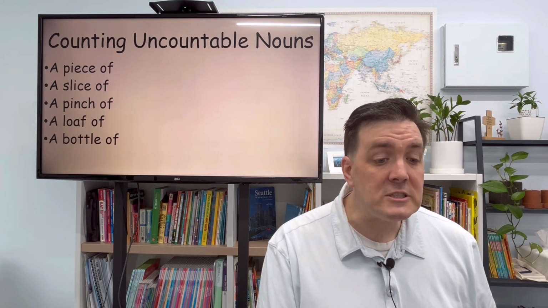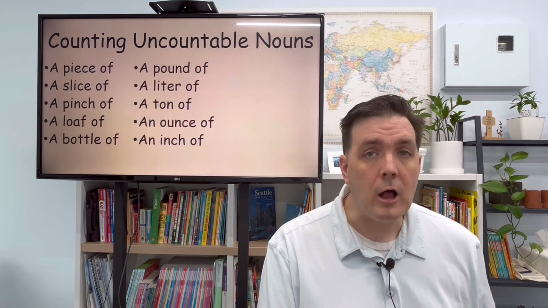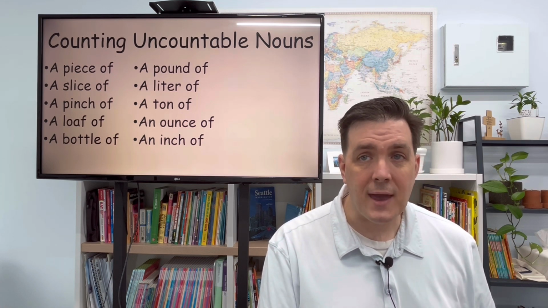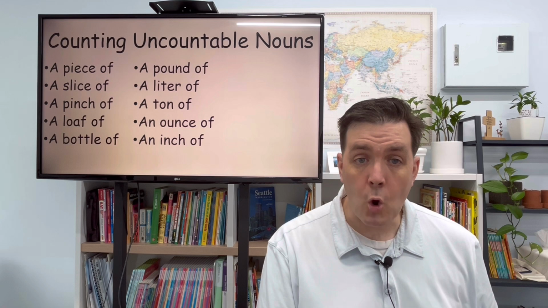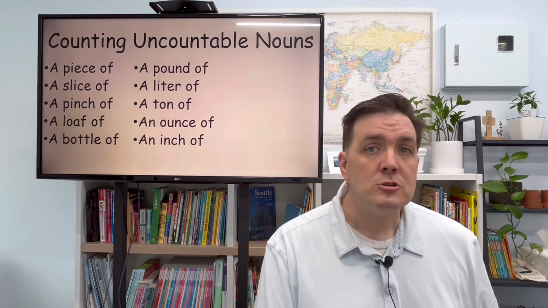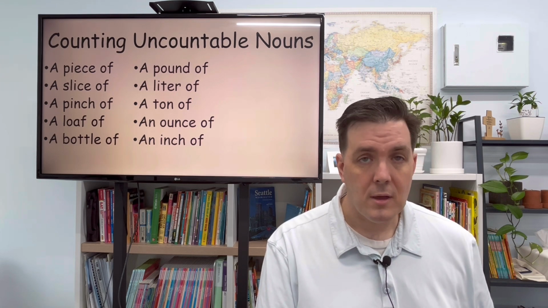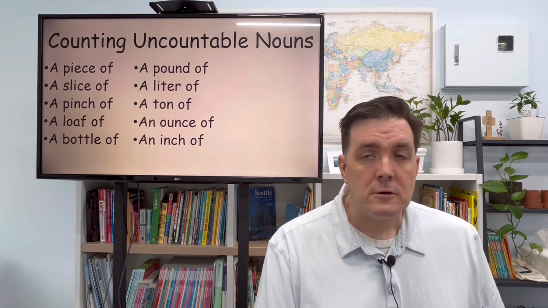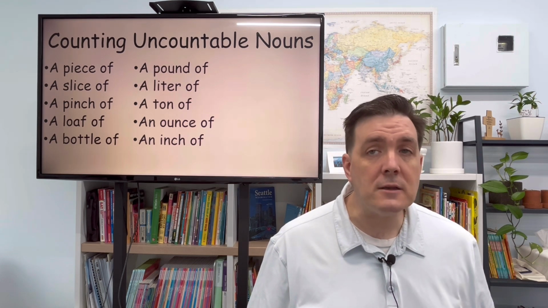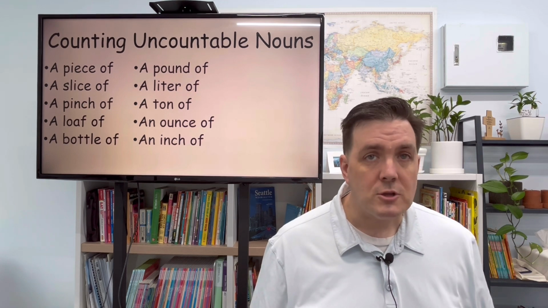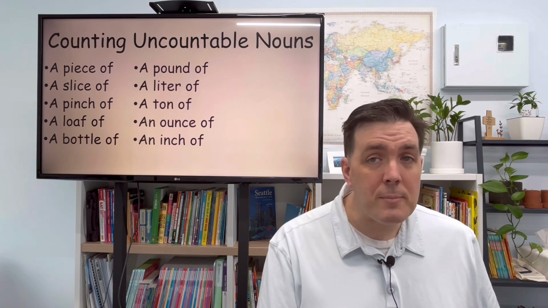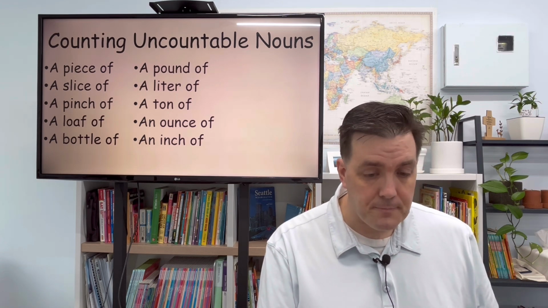We can also use these expressions: a pound of, a liter of, a ton, an ounce, an inch of. Okay? I need some rope. Okay. I need a piece of rope. Good. I need 2 inches of rope. I need some milk. Well, how much? I need a gallon of milk. I need a liter of milk. So this is how we measure. And then there's actually one more way. How do we measure? We substitute words.